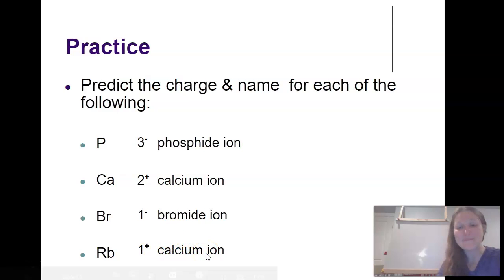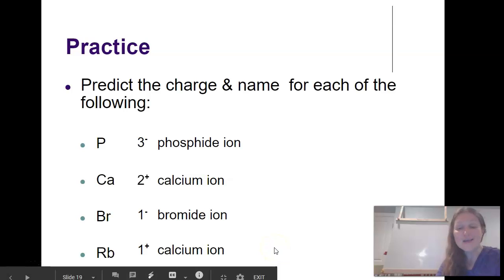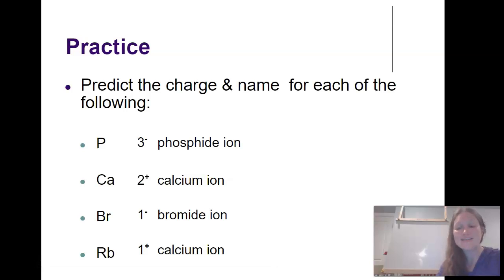I apologize, everyone. And that's it for our notes today. So hopefully this makes a little bit of sense of just predicting our charges and naming our positive and negatively charged ions, and you'll get a little bit of practice.